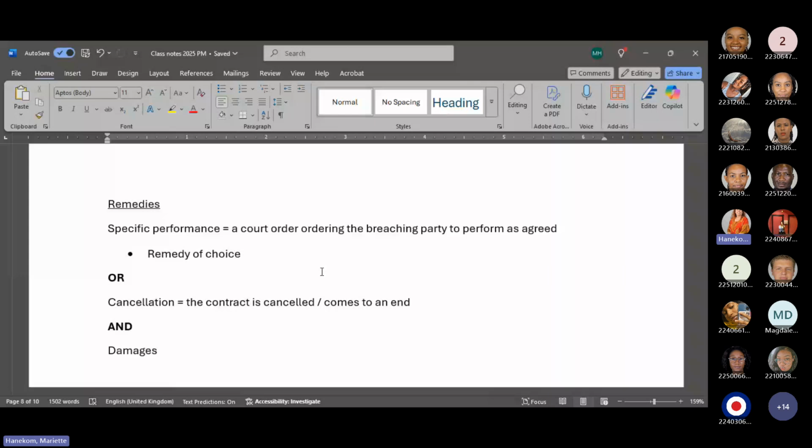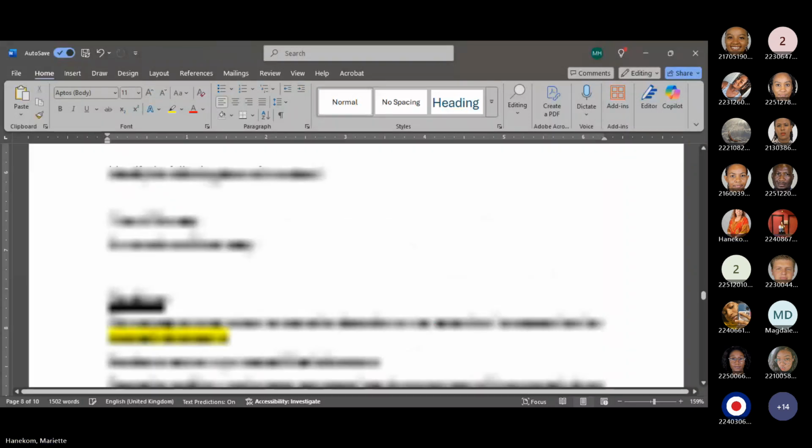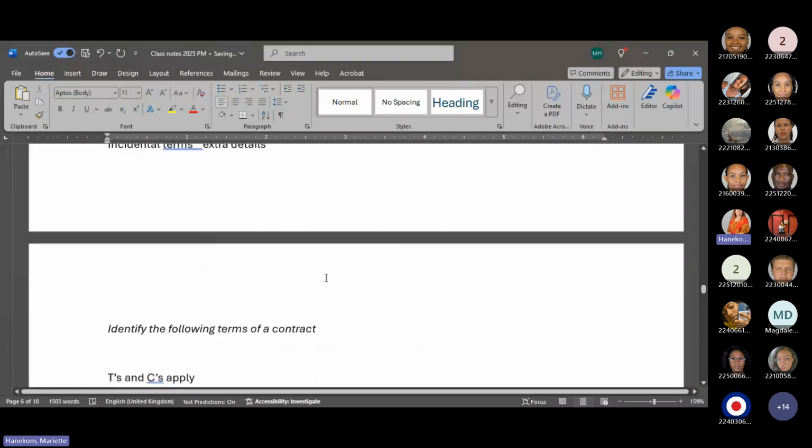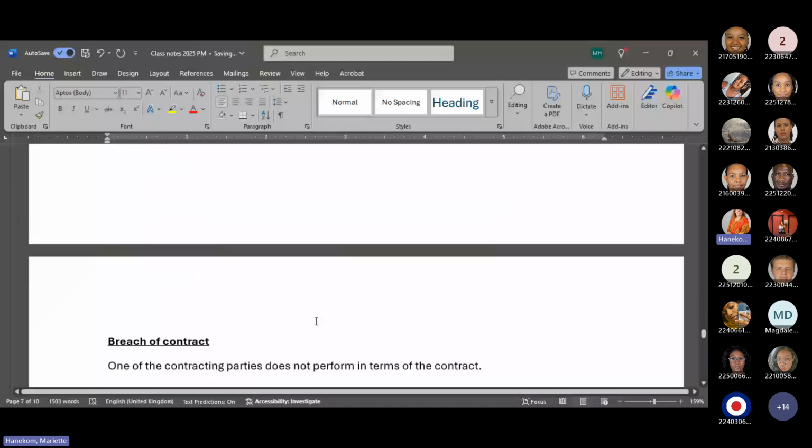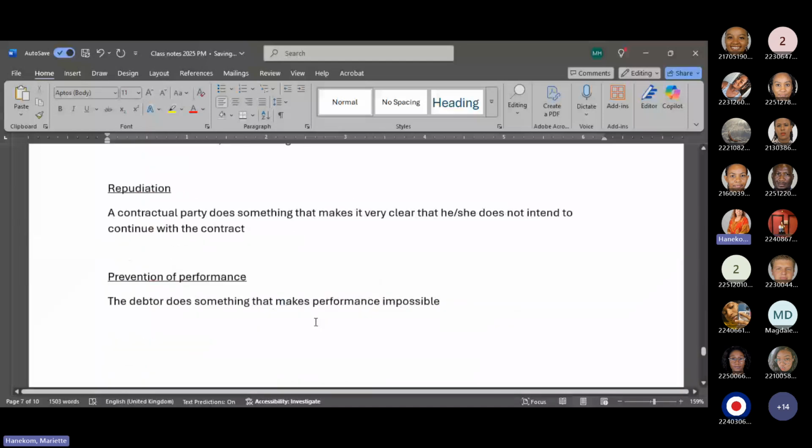Obviously, if the type of breach is... what happened there? If your type of breach was prevention of performance, sorry, I just pressed something that I shouldn't have done.